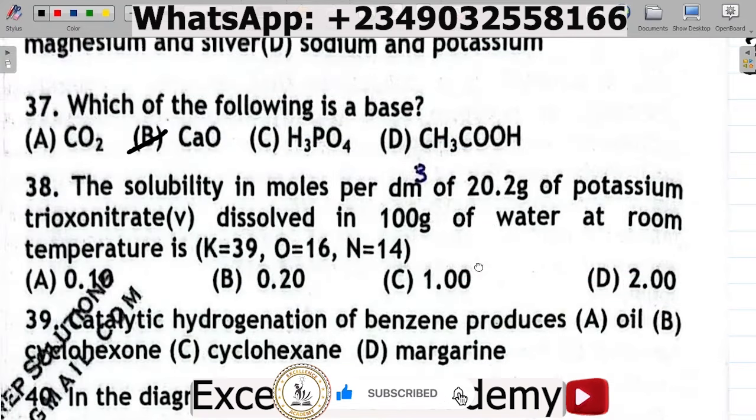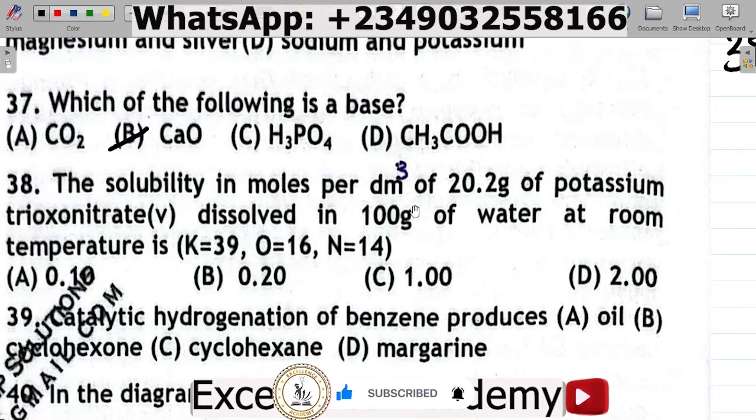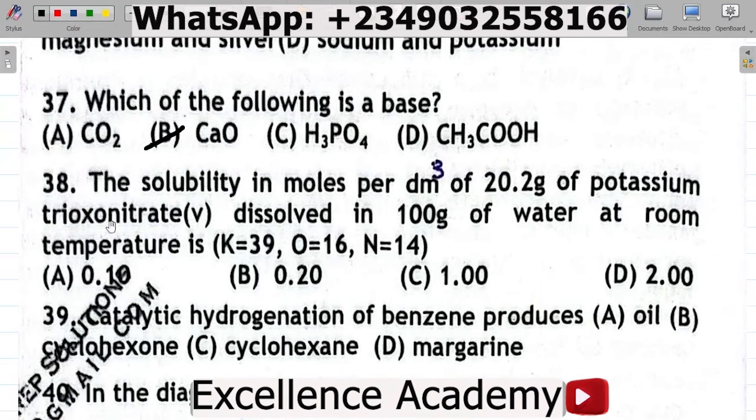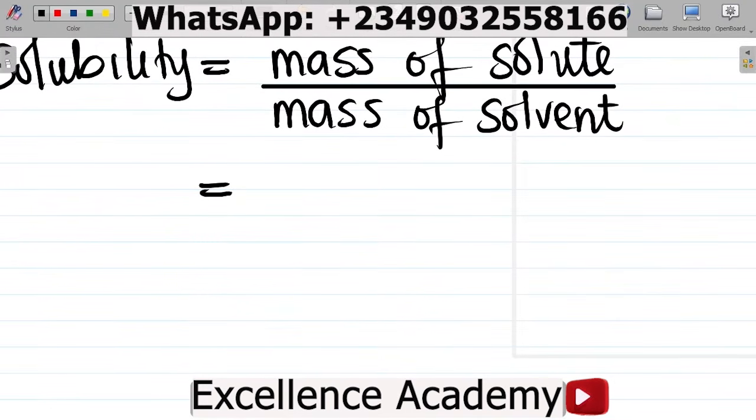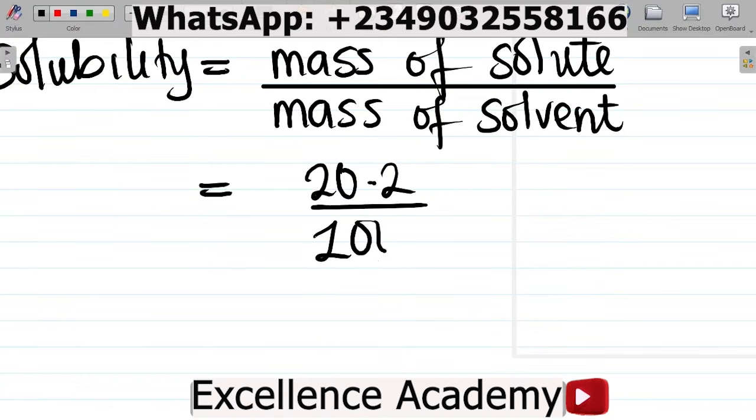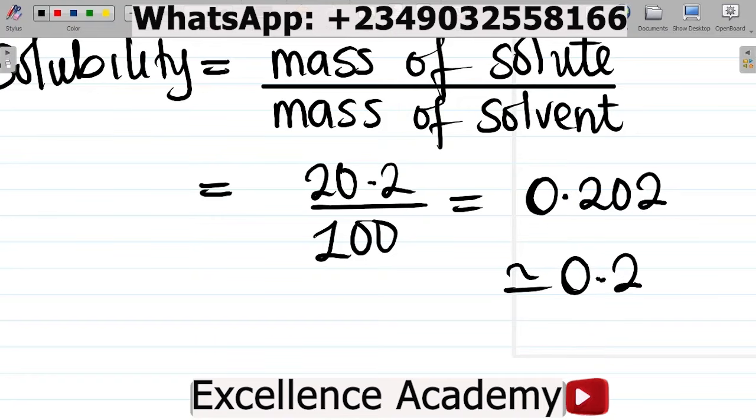Looking at this, they said the solubility in moles per dm cube of 20.2 gram of potassium trioxynitrate 5 dissolved in 100 gram of water. Water is the solvent, that's the liquid. Meanwhile, potassium trioxynitrate 5 becomes your solute. So I'm having mass of solute 20.2 all over mass of solvent 100. That becomes 20.2 all over 100, and if you do this, you have your answer: 0.202. That's approximately 0.2.